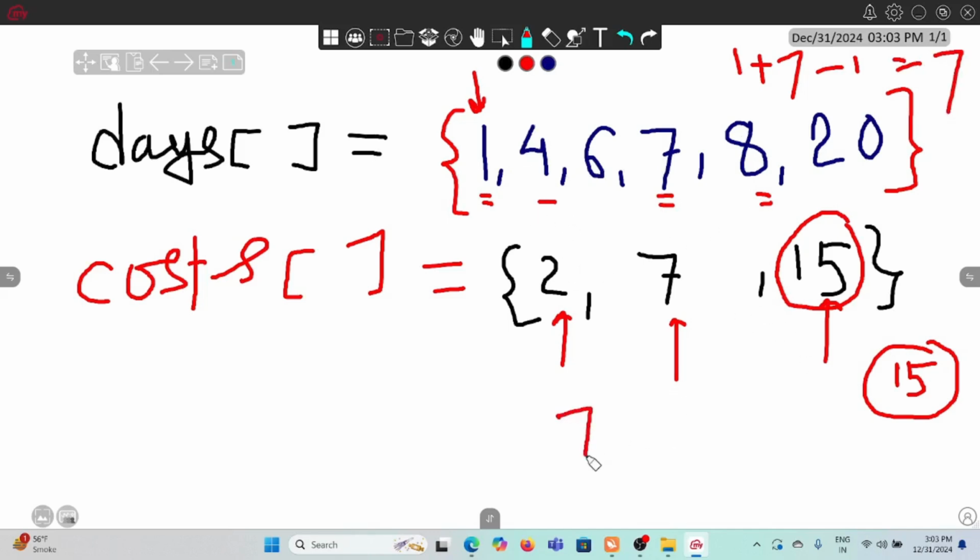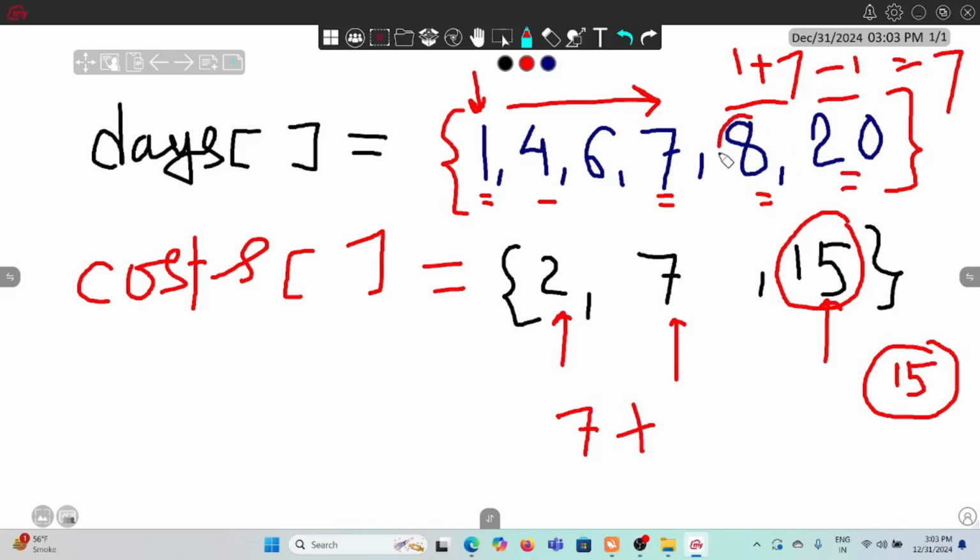So $7. In $7 I can reach till here, correct? Now I have other days too, right? 2 more, like 8 and 20 are still remaining, right? So what will happen to purchase 8 and 20? It doesn't make any sense if I purchase again a weekly pass, right? Because only 2 days is the matter now.